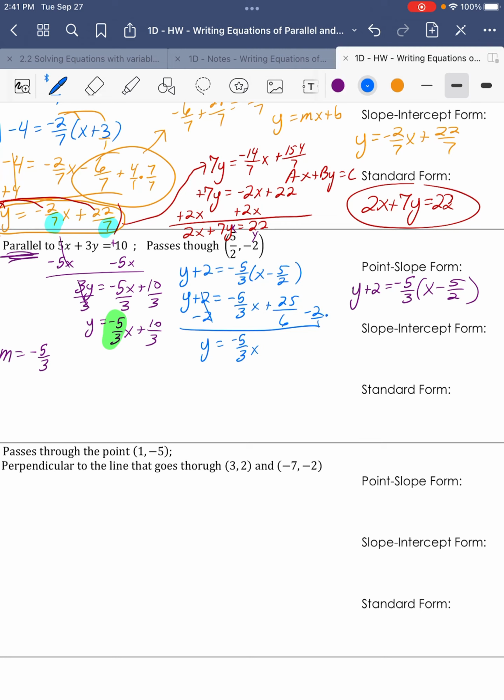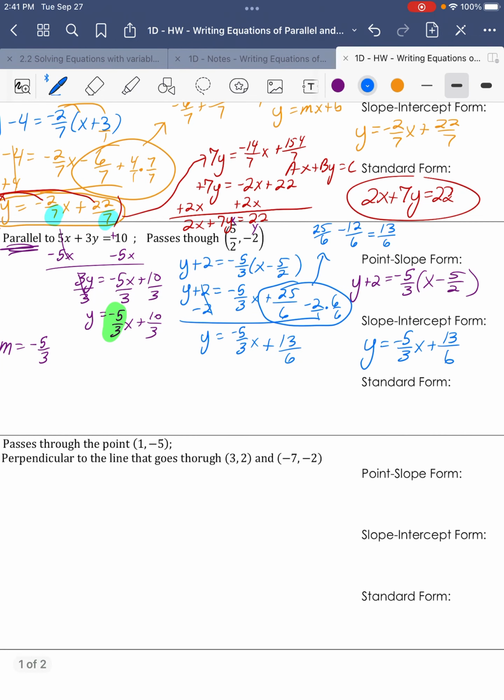I'm going to put it over 1. We're going to multiply by 6. Let's do this off to the side. 25/6 minus 12/6. That's 13/6. So plus 13/6 is your y-intercept. So y equals negative 5/3 x. If you're not understanding how to add and subtract fractions or multiplying fractions, please at least put it in Desmos to get the answers. Try and then hit the button for fractions.